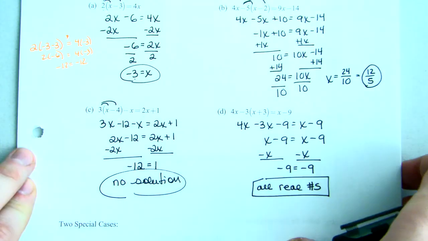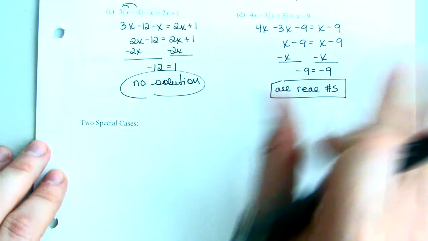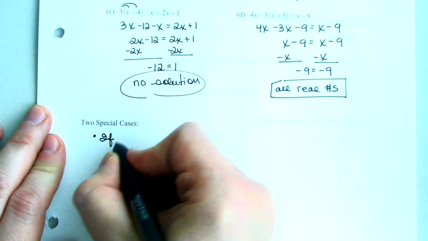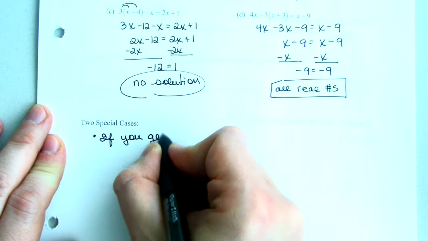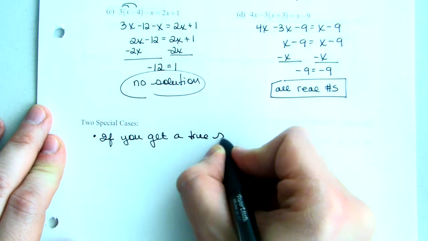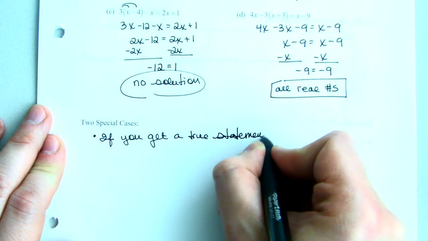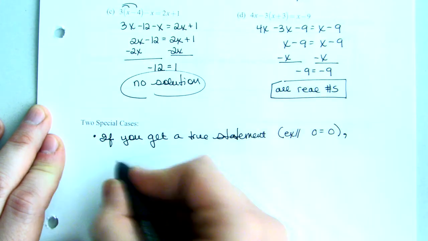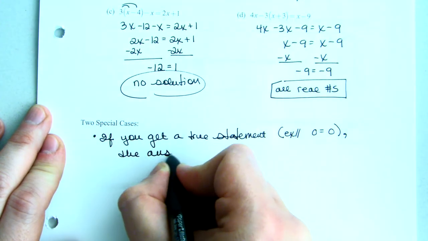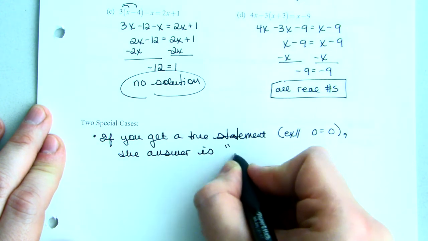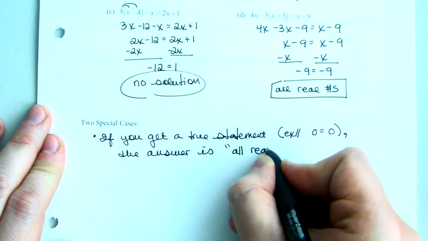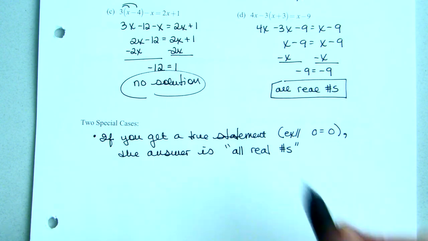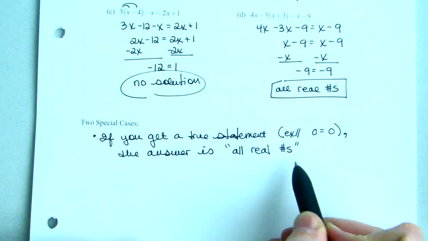Before we move on, I just want to summarize these two special cases. On the bottom of the page, if you get a true statement, something like, for example, 0 equals 0, the answer is all real numbers. And I would like you to write that out in full, no abbreviations. I'm not going to know what ARN or something like that means. All real numbers. You can use the number sign for numbers, but I do need to see it written out.